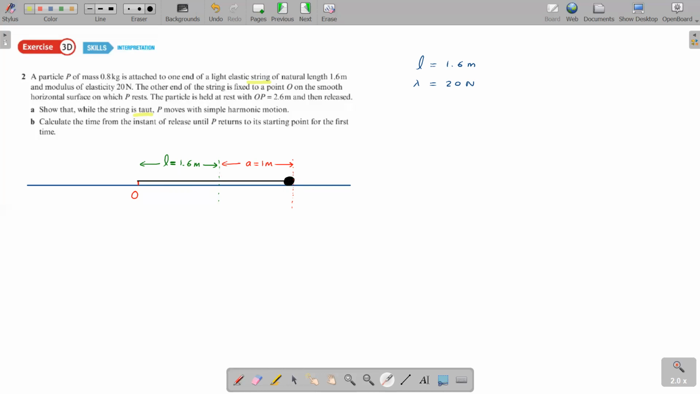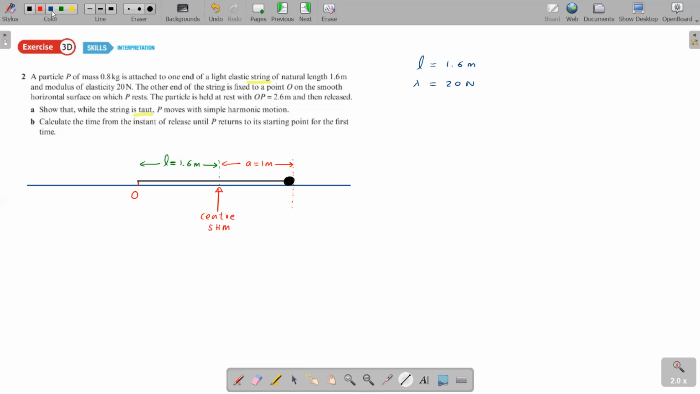So shall we show that? How do you do this? You have to consider the particle at a general point. And where is the center of the SHM? In this case, the center of the SHM will always be where the object would want to stay naturally, where the string would want to be natural. So naturally it would want to be over here, right? At the natural length. So this is the center of the SHM.